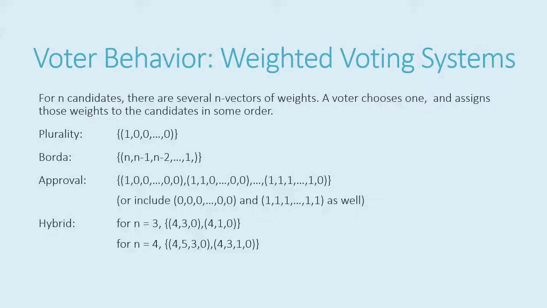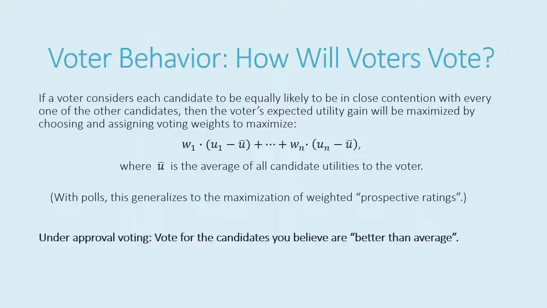Comparing approval voting with plurality rule, Borda's rule, or any other weighted voting system, it turns out that a voter will prefer to assign weights to the candidates in order to maximize the weighted sum of differences between individual candidate utilities and the average utility to the voter across all candidates. For approval voting, this translates to an intuitively pleasing rule. Vote for precisely those candidates who seem to you to be better than average.